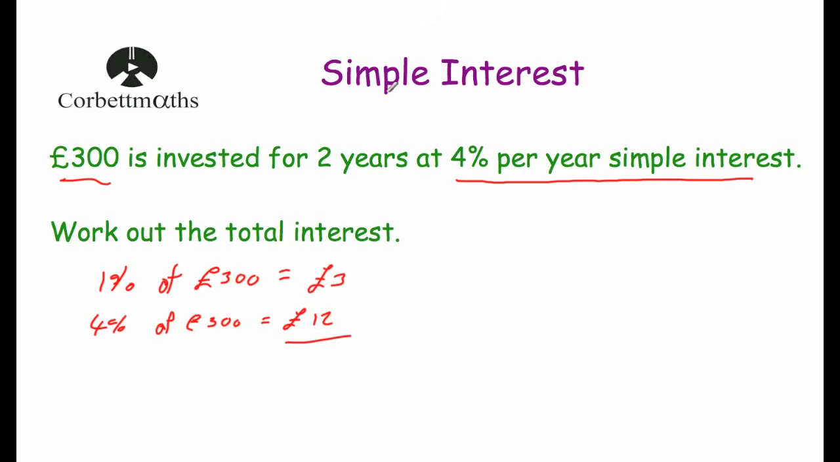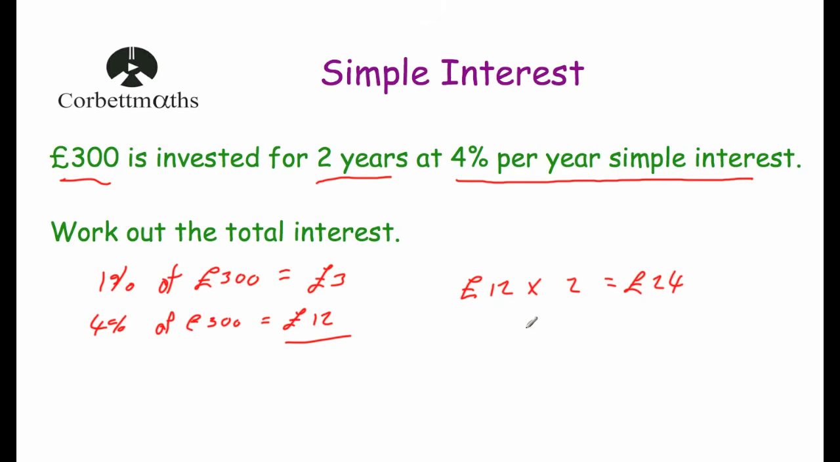So that means that because this is a simple interest savings account, we know that £12 is going to be paid every single year. We know it's invested for 2 years, so we're going to do 12 times by 2, and that would give us £24. So that means that if this £300 was invested for 2 years at 4% simple interest, the total amount the bank would pay the person who invested it would be £24.